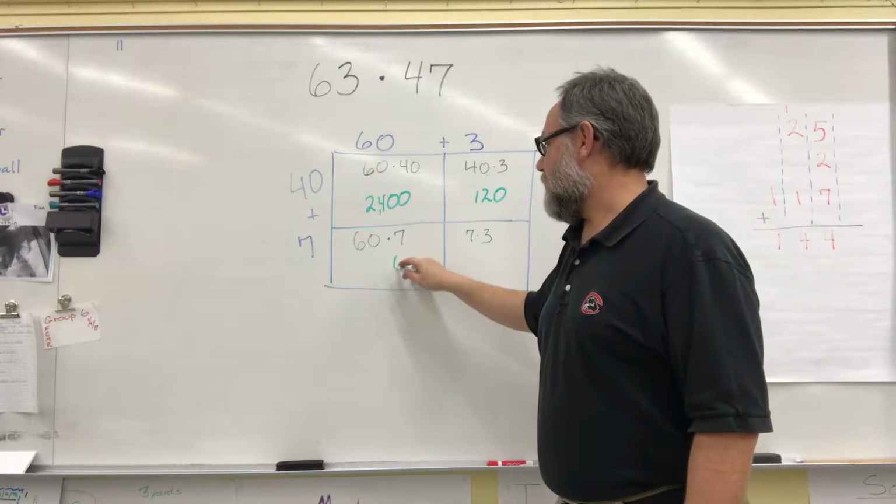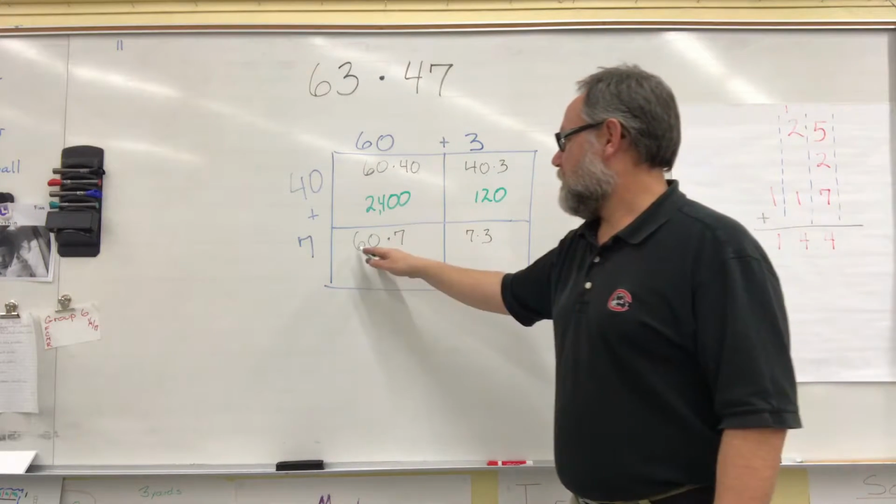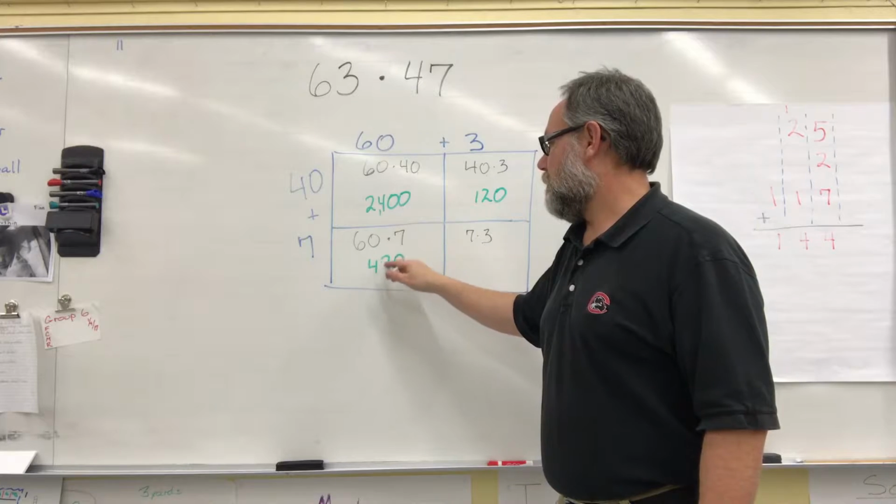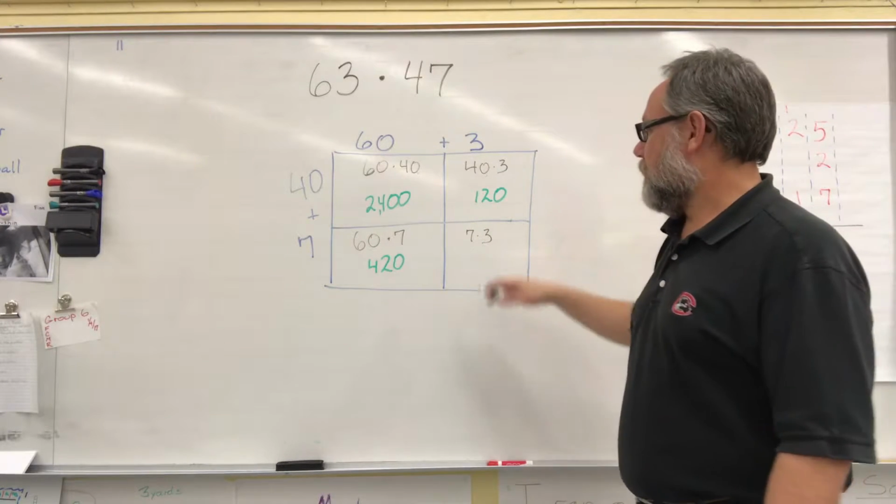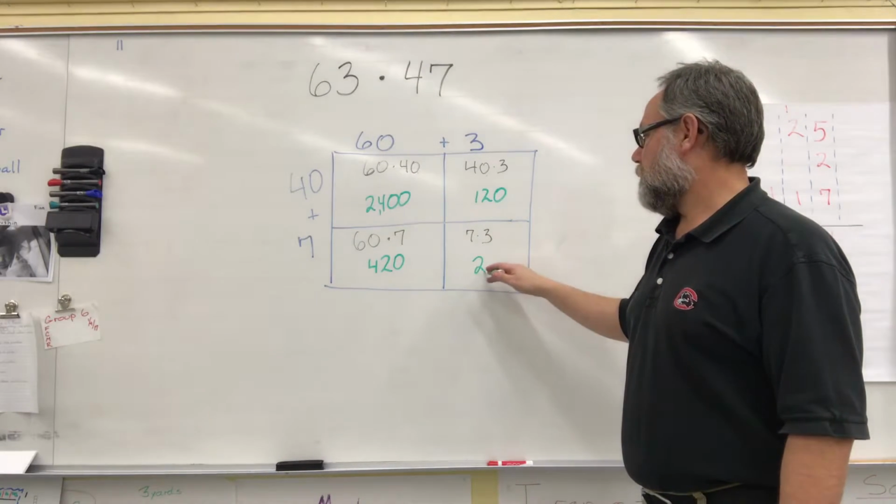60 times 7, again, 1 zero. 6 times 7 is 42, so 420. Then finally, 7 times 3, 21.